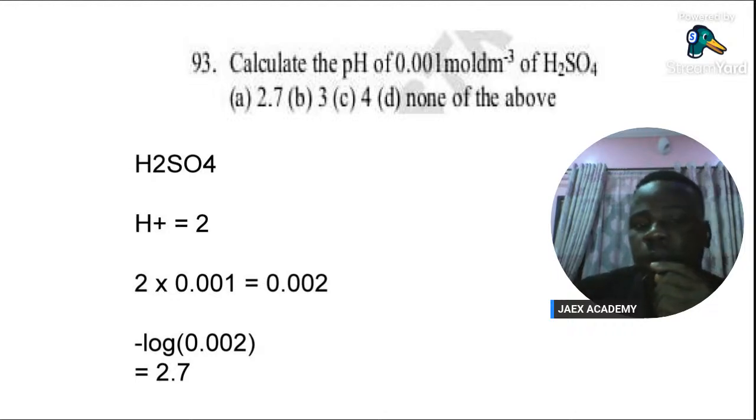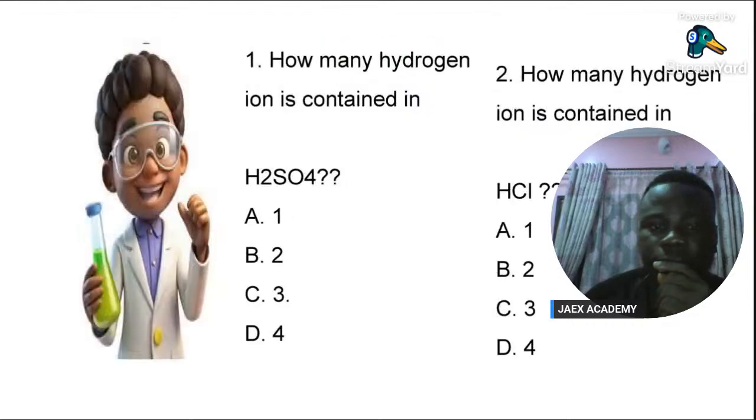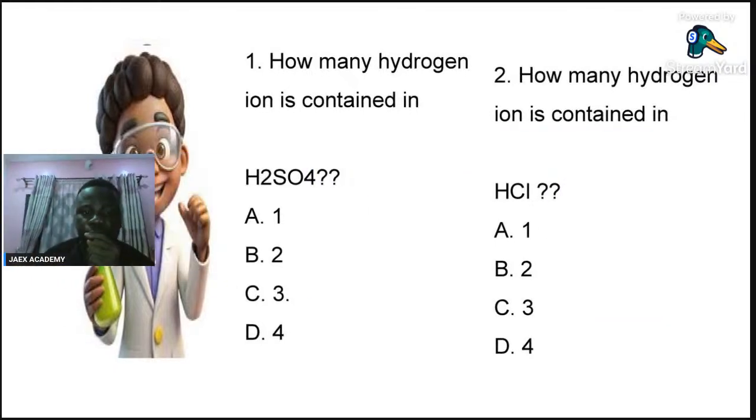Now the second thing you do here is, since it's an acid, how many hydrogen ions does this acid contain? Just like the exercise I gave to you guys. I'm sure you have not forgotten that I asked, how many hydrogen ions are contained in H2SO4? And you guys said it's 2.